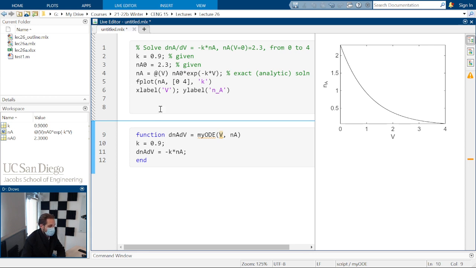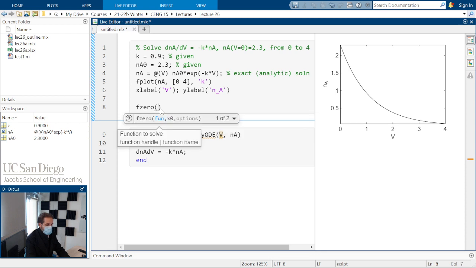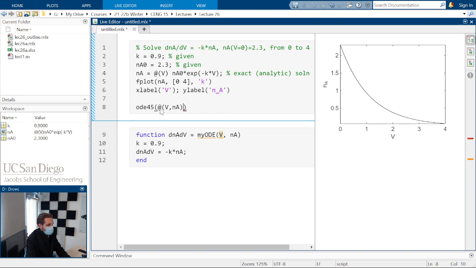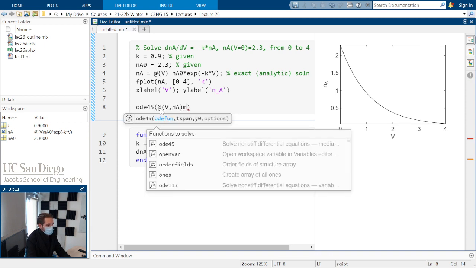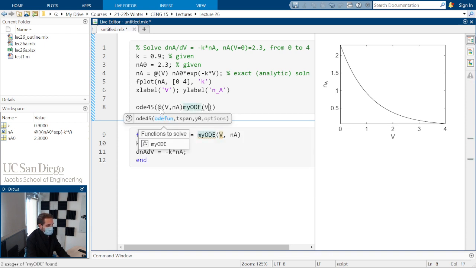And then how do we pass that to ODE45? Well, the same way that we might start out writing fzero, we start off writing ode45. The autofill will pop up, and it'll say, okay, the first thing you've got to do is tell me the function. That looks just like we did for fsolve and fzero. So we say the variables we're interested in are V and NA, and the function is myODE of V and NA.